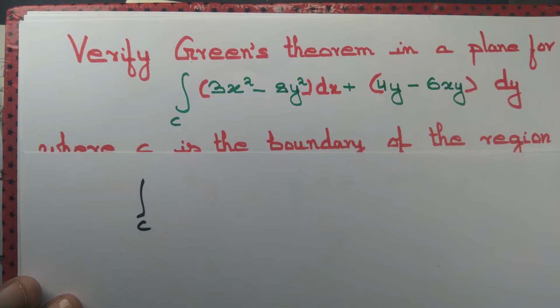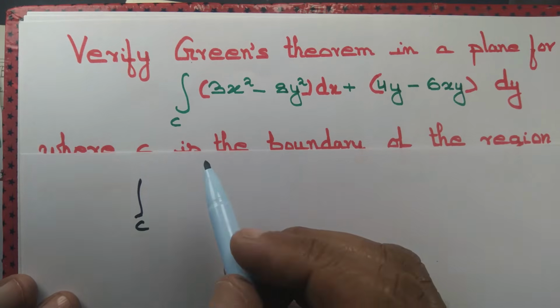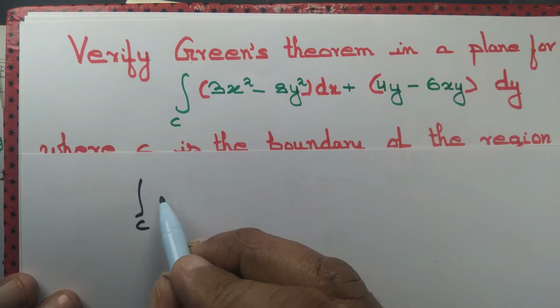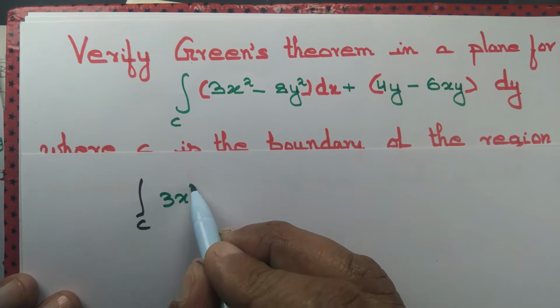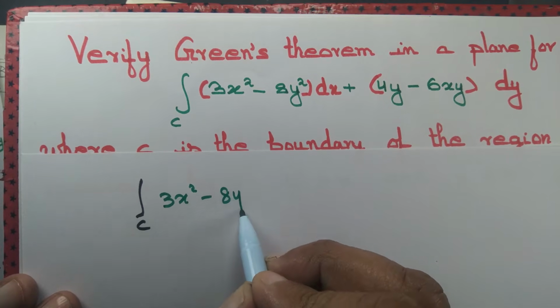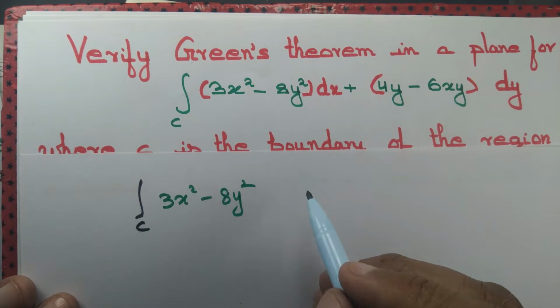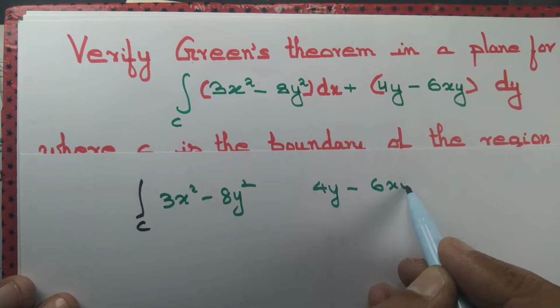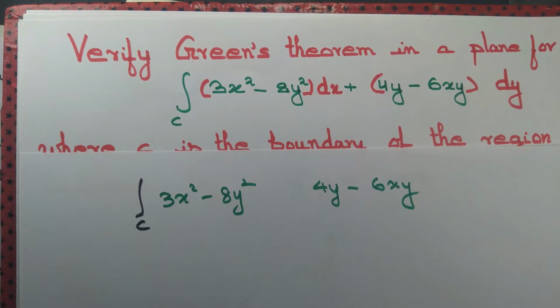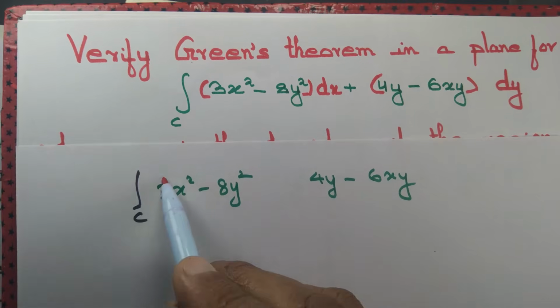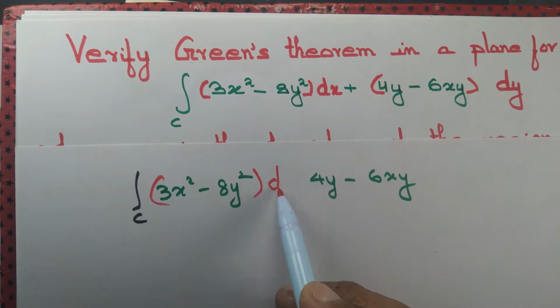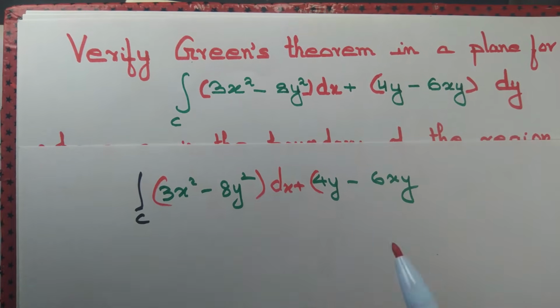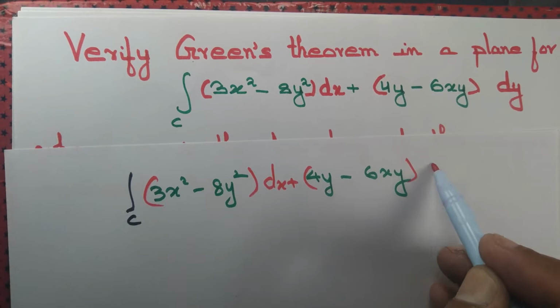Compute the left hand side of Green's theorem, that is equal to the integral over the closed curve of 3x square minus 8y square dx plus 4y minus 6xy dy. Once again, 3x square minus 8y square dx plus 4y minus 6xy dy.